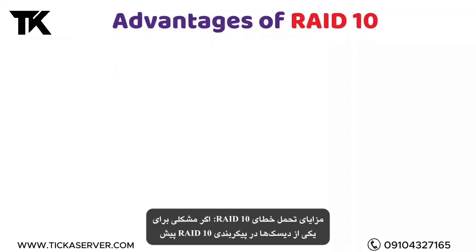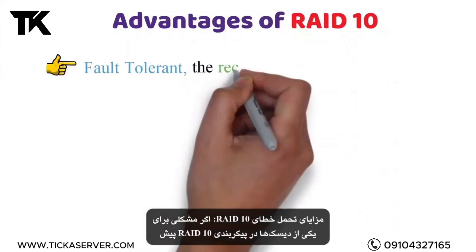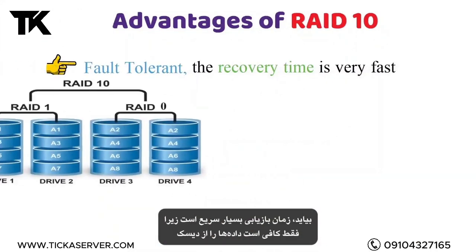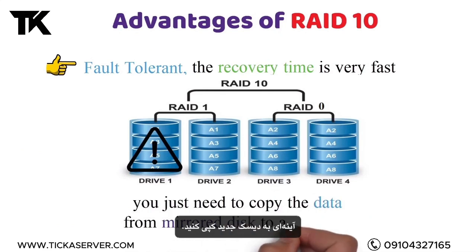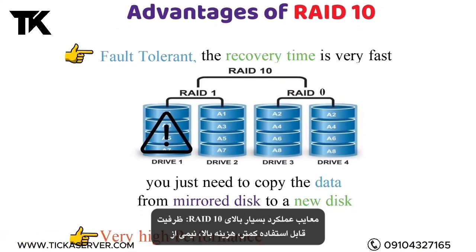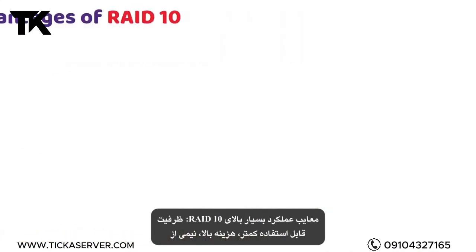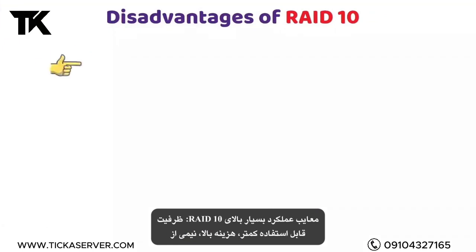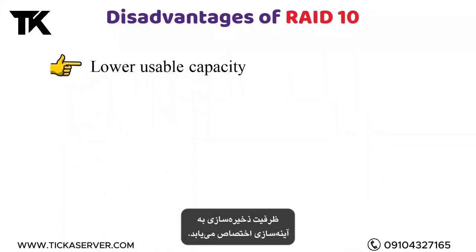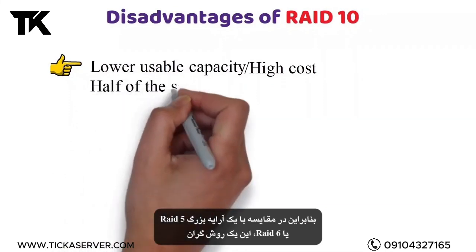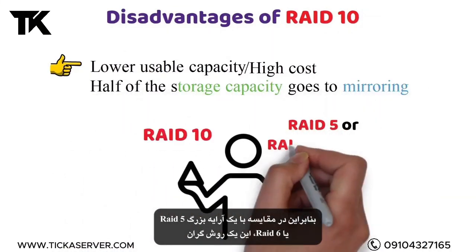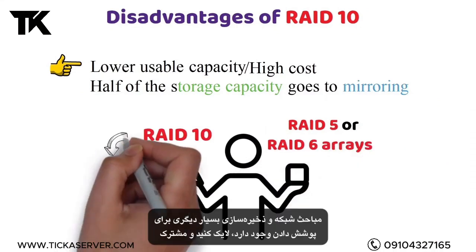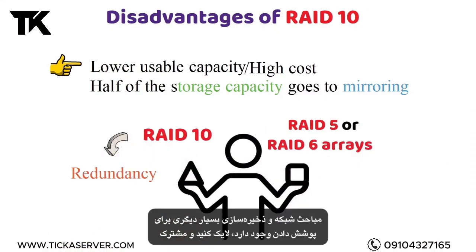Advantages of RAID 10. Fault tolerant. The recovery time is very fast if something goes wrong with one of the disks in a RAID 10 configuration, because you just need to copy the data from the mirrored disk to a new disk. Very high performance. Disadvantages of RAID 10. Lower usable capacity, high cost. Half of the storage capacity goes to mirroring. So compared to a large RAID 5 or RAID 6 array, this is an expensive way to have redundancy.